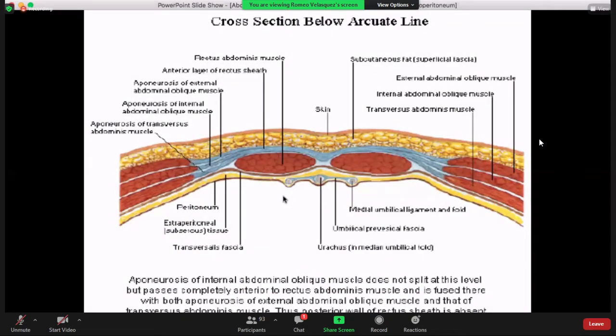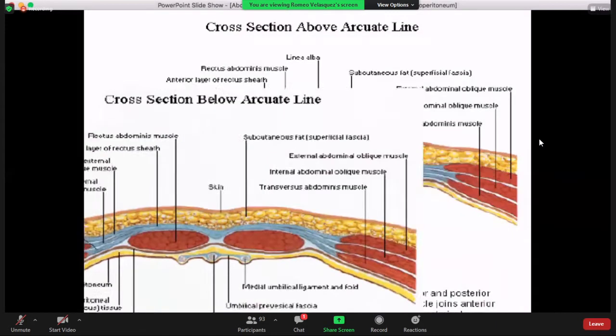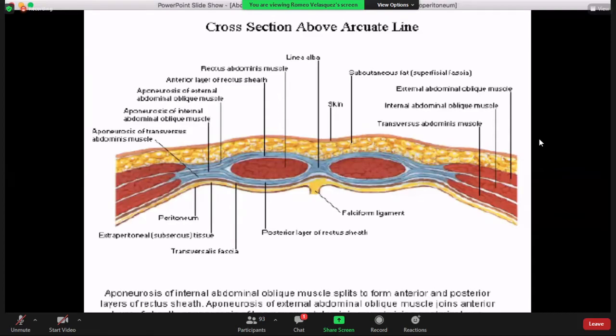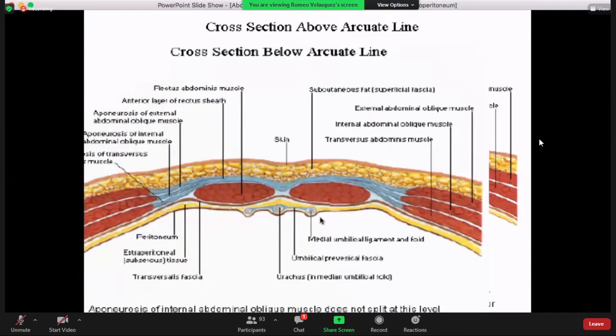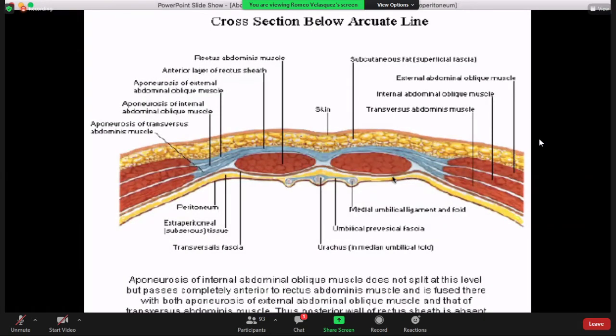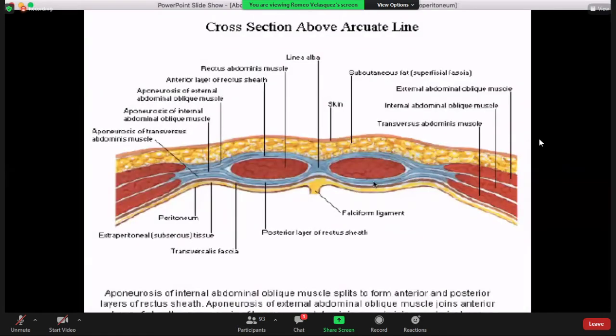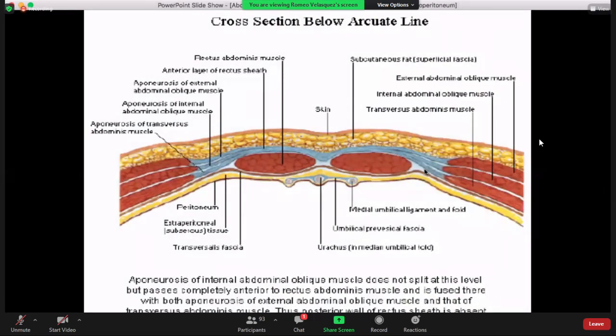Okay, it's the same. Below the arcuate line, you see the difference now. So what is missing right there? Okay, it will be that posterior layer. Okay, see, there is no posterior rectus sheath below the arcuate line. Okay, again, you see there is a posterior rectus sheath above the arcuate line, but below the arcuate line, there's no posterior rectus sheath contributed by the flat muscles. So I just want to highlight that important difference using the landmark arcuate line.